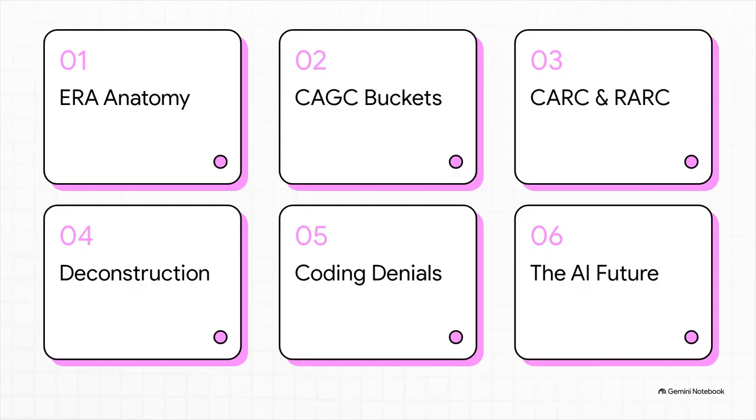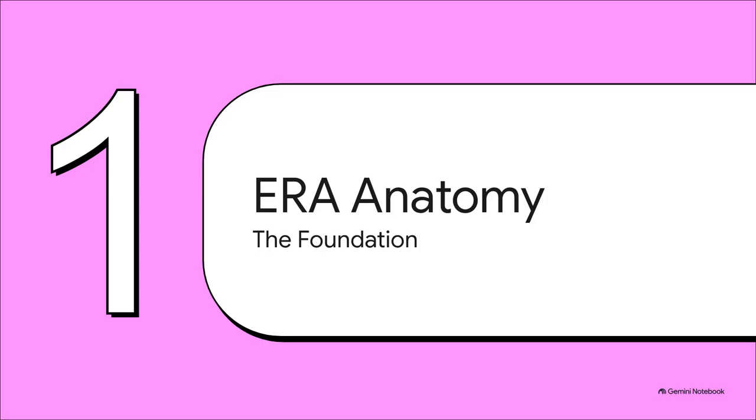All right, so here is our roadmap for today. We're going to cover the ERA anatomy, then break down the CAGC buckets, look at the CARC and RARC interplay, deconstruct a real-world transaction, map out a coding denial taxonomy, and finally, take a quick peek into the AI future. Okay, starting right off with number 1, ERA anatomy.